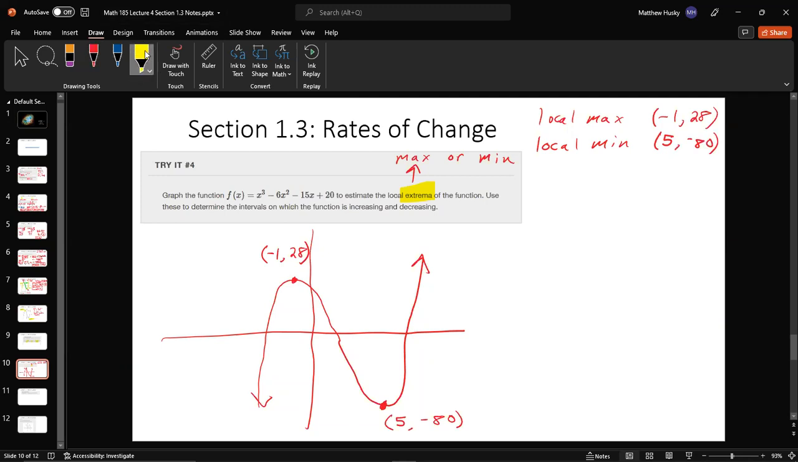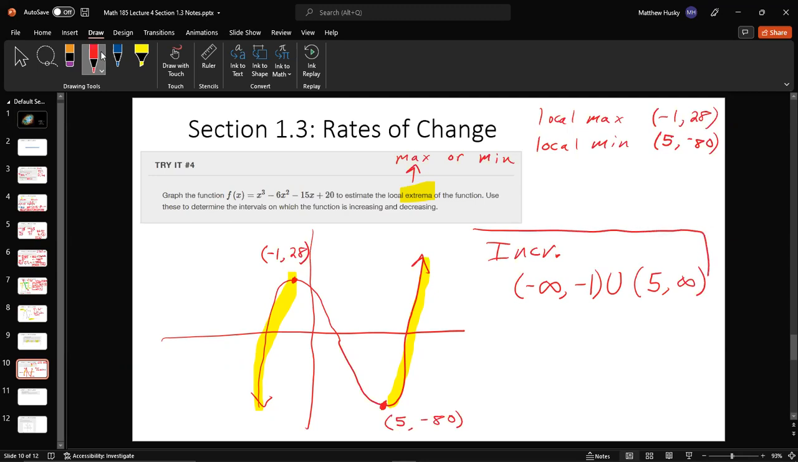So let's see, where is it going up? Well, from here to here, it is going up. And from there to there, it is going up. So it is increasing. I'll just put INCR for short. So from negative infinity to negative 1 is one of the places where it is increasing. And then from 5 to infinity is the other place where it is increasing. So that is where this function is increasing.